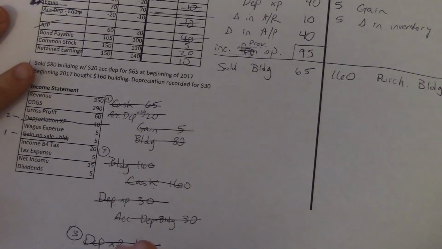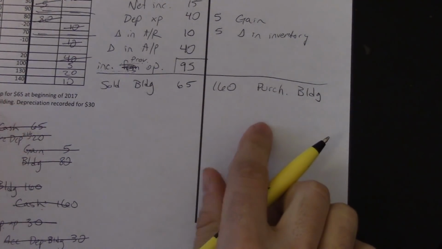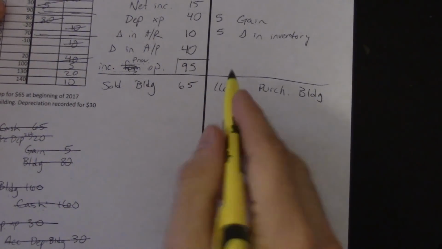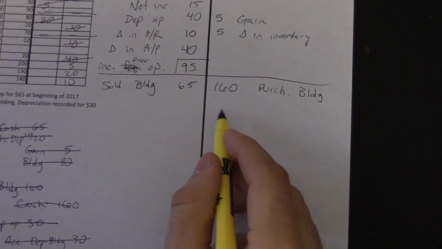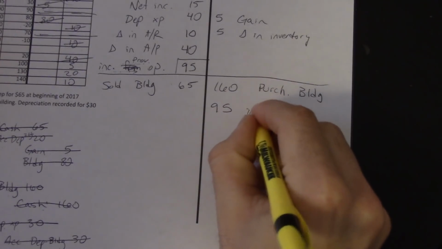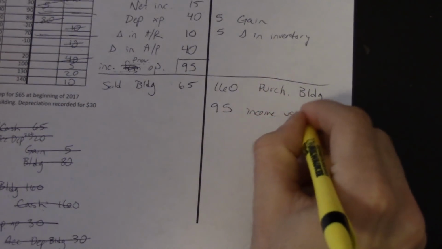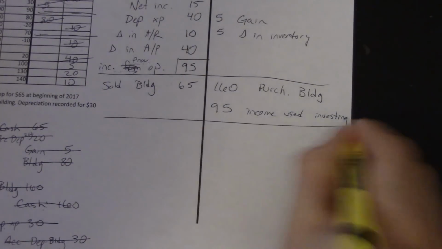So there we go. That's all of our long-term assets. So we can calculate our investing section. 65 minus 160, that gives us a credit balance of 95. So this is income used in our investing section.